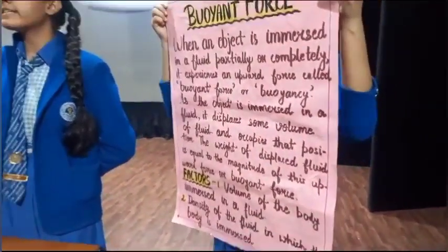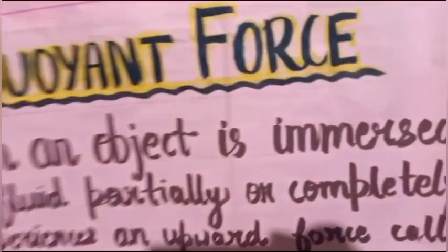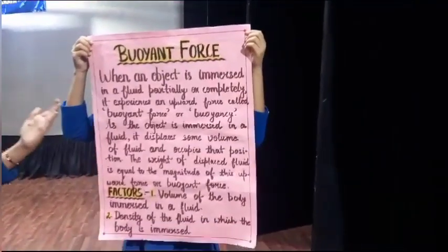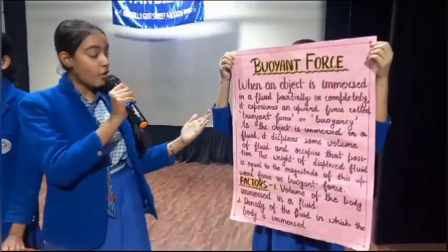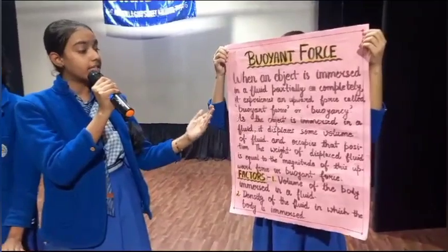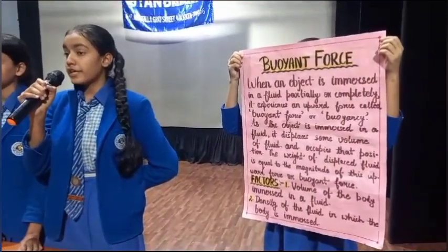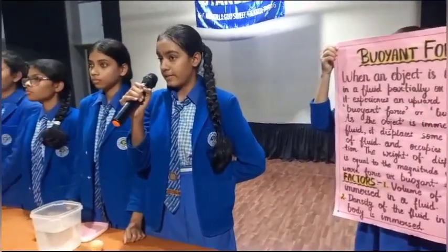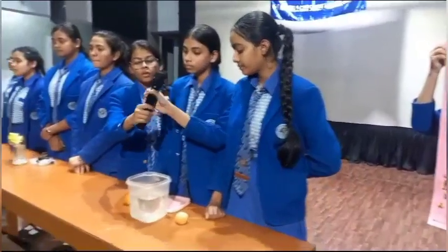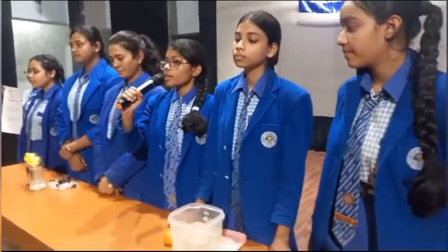When an object is immersed in fluid, partially or completely, it experiences an upward force, which is called buoyant force or buoyancy. As the object is immersed in the fluid, it displaces some volume of the fluid and occupies that position. Today, we will be conducting two experiments. By these two experiments, we will explain how buoyancy depends on the volume of the body immersed in the fluid and the density of the fluid in which the body is immersed.